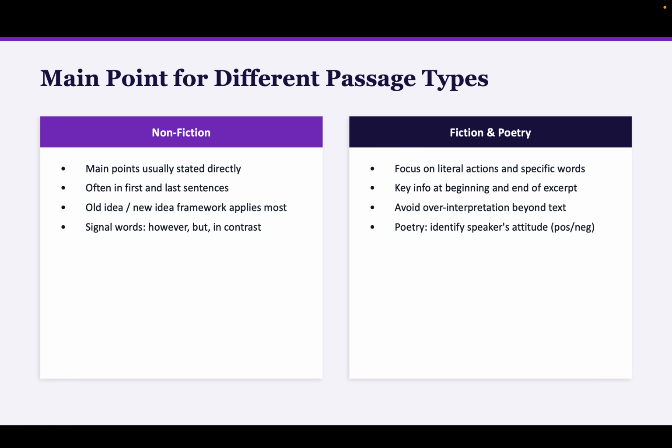Now, if you have fiction or poetry, then those focus more on literal actions and specific words. In that case, you have to look for key information that's spread throughout, but there's going to be one certain word or phrase or action that gives it away, that gives you the key information you need to understand what's going on in that fiction or poetry. And you want to avoid overinterpretation beyond the text, because that's how it's different from a high school English class.